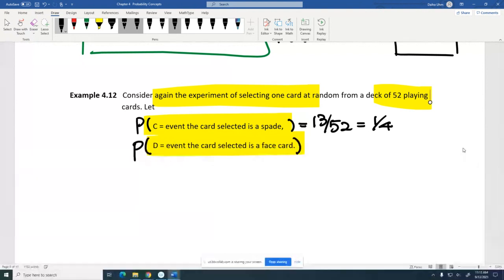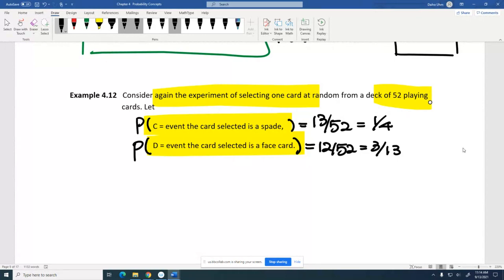How many face cards? In each shape, we had 3 cards. J, Q, K. 3, 3, 3, 3. 12 out of 52. The other way I can interpret it, we have 3 cards, J, Q, K, among the 13 in each shape. Among the 13, we had the 3. The other 13, 3. The other 13, 3. So the simplified fraction will be 3 out of 13. This makes sense, right? Good.